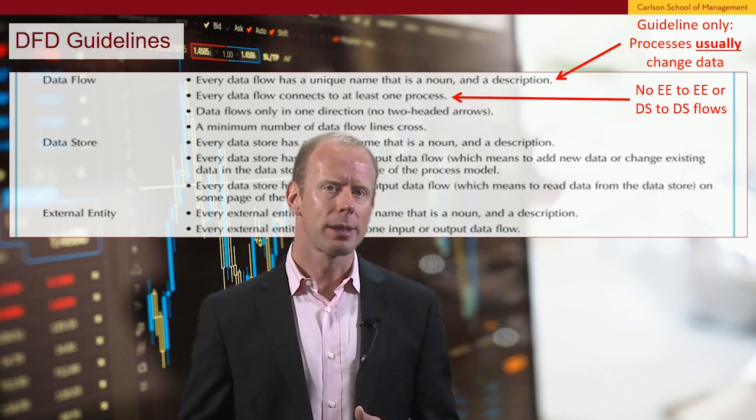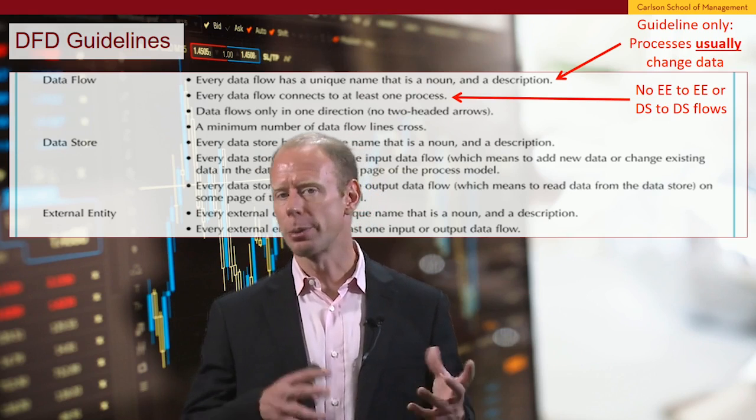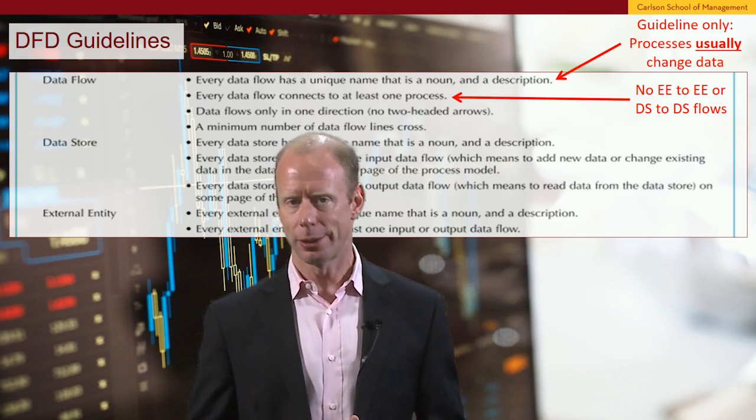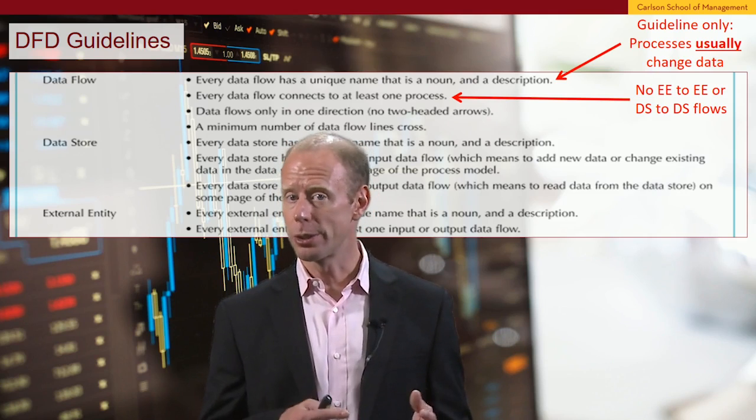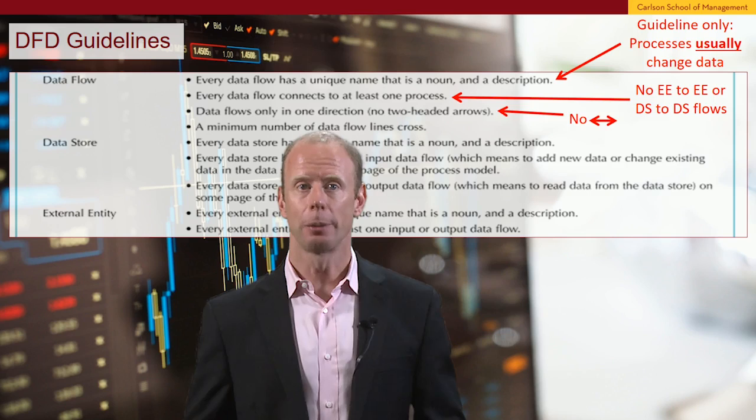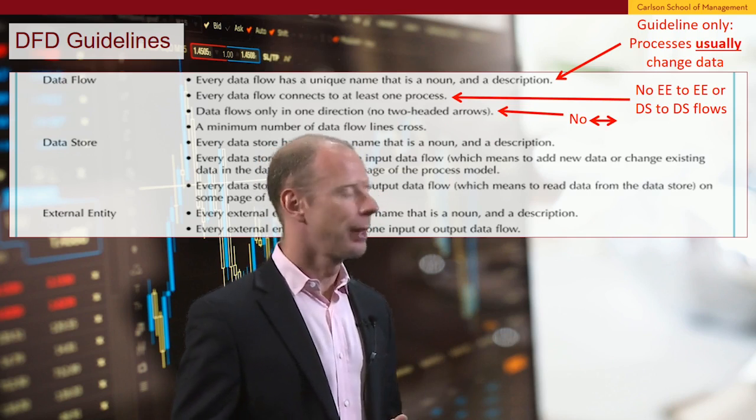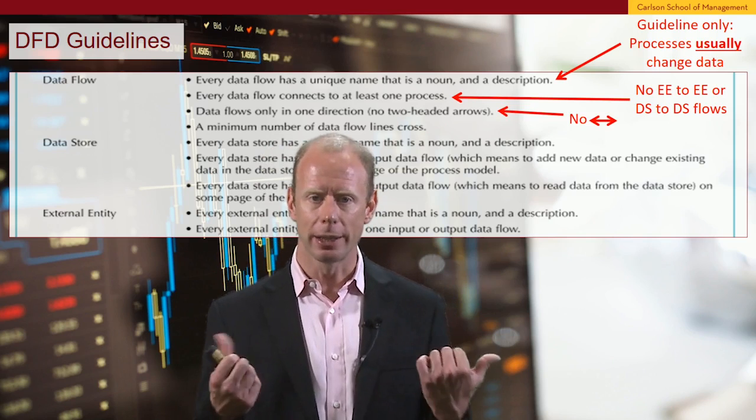That basically means that we shouldn't have any data flowing between our external entities in the diagram, and we shouldn't have any data flowing between data stores. All data should flow into or out of a particular process. And then data flows only in one direction. And this means that you shouldn't have any two-headed arrows.